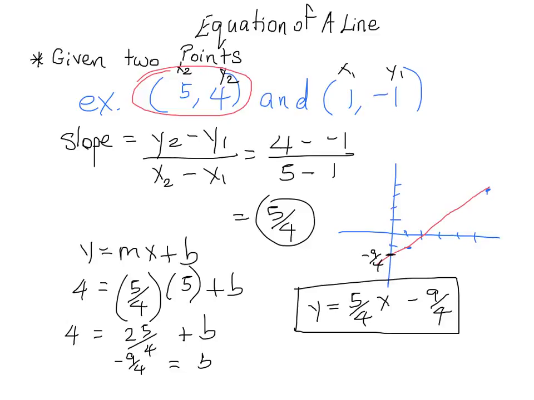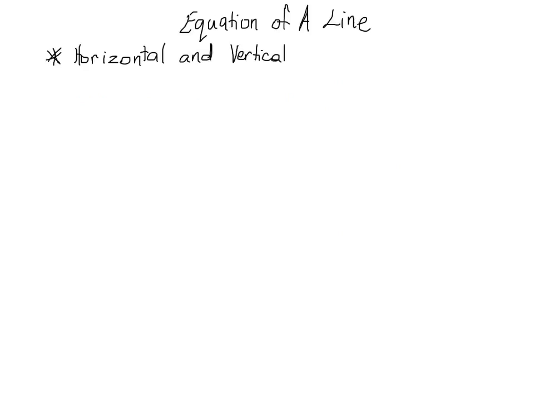Okay, let's look at one more thing and then we'll be done. You now know how to figure out the equation of lines that are slanted, that have a slope. But how about lines that are either horizontal with a slope of 0 or vertical with an undefined slope? Let's take a look, first, at our horizontal lines.